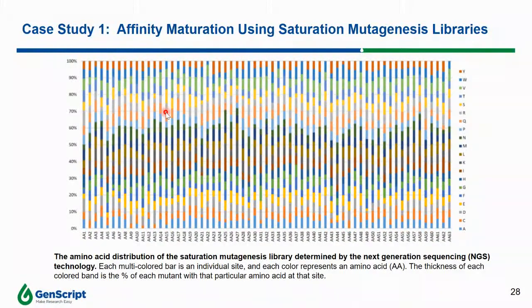Here is the NGS result showing the ratio of the amino acids at each mutated site. Each bar here indicates an individual site, and each of the colors represents an amino acid. The thickness of each color band is the percentage of variants with that particular amino acid at that site. From this data, we observe an equal distribution of the amino acids across the 63 sites, with variants representing all 19 non-wild type amino acids present at each site.